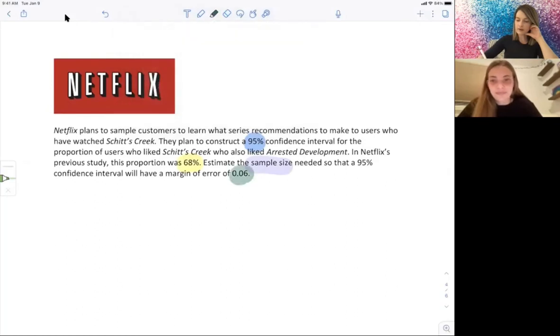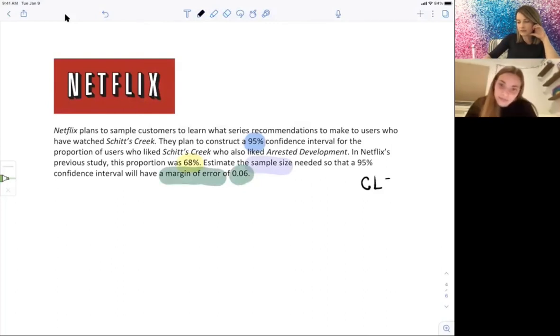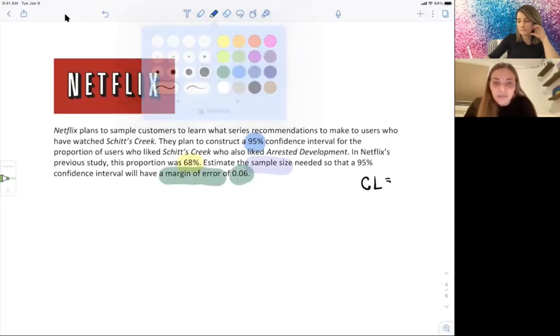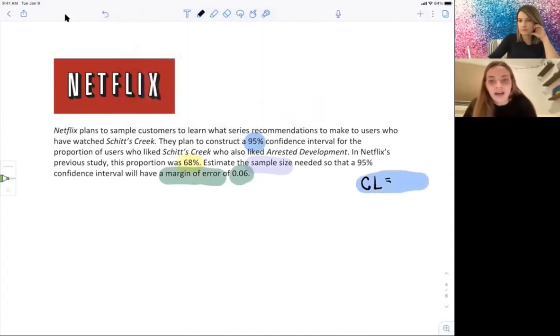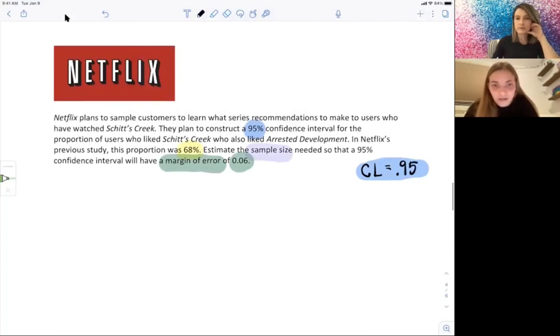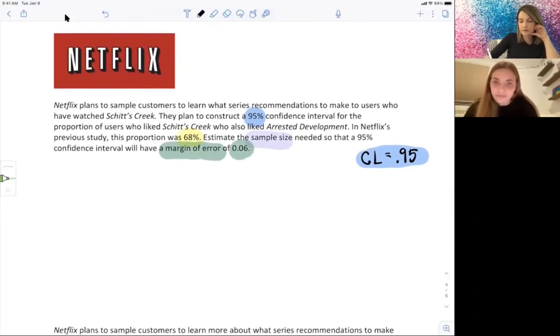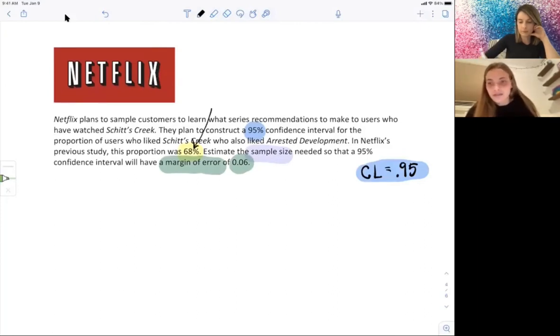Awesome. As you read that, I highlighted a few key things. So help me break down what we highlighted. Our confidence level is going to be that 95% or 0.95. Yeah, in our calculations, we'll put it in decimal form. And then what's the symbol for the 68%? That was in a previous sample. So that's going to be the p hat. Yeah, so p hat equals 0.68.